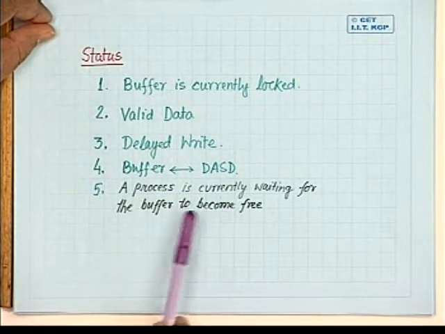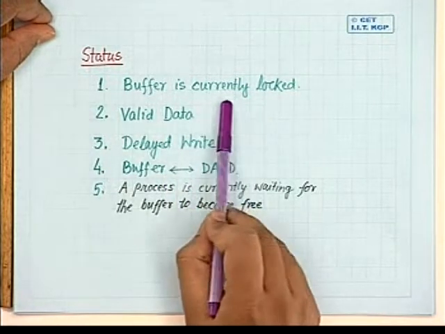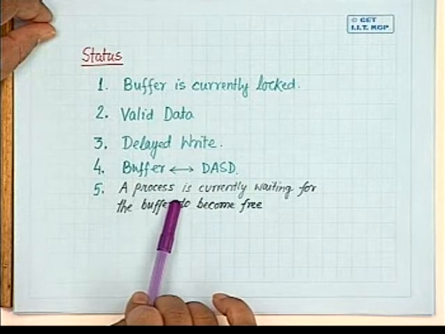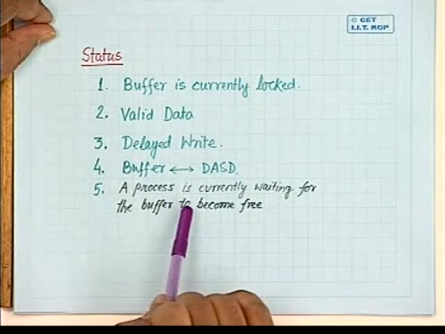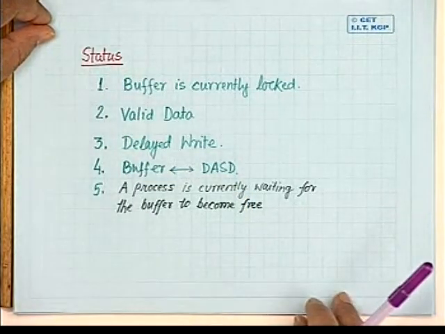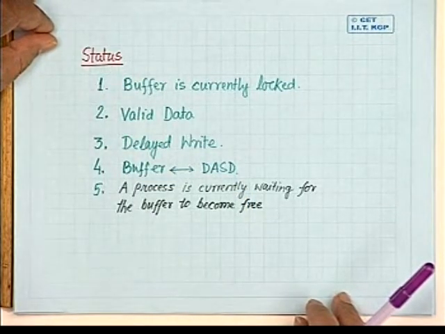So in case there is some other process, then when the buffer becomes unlocked or free, this process has to be informed that the buffer has become free. Now the process can continue. So these are the different pieces of information that you have to put in the status field.